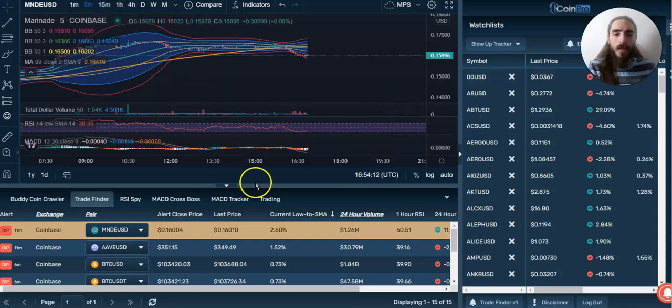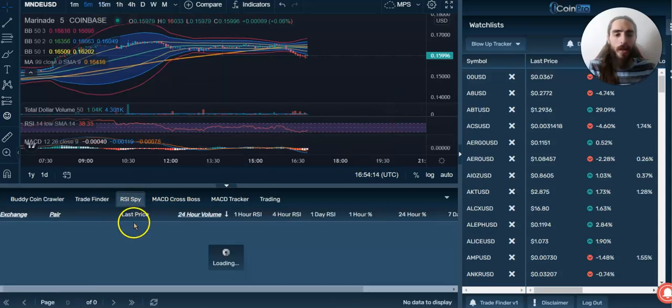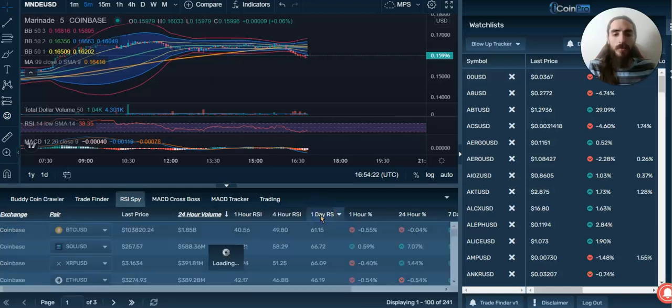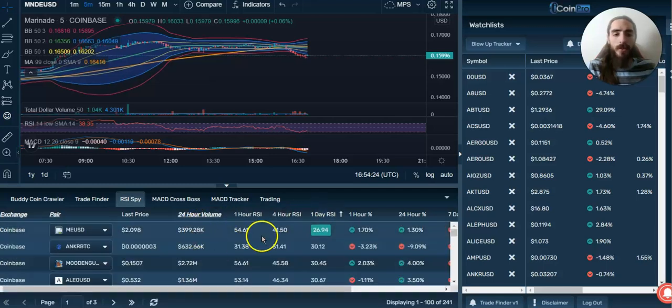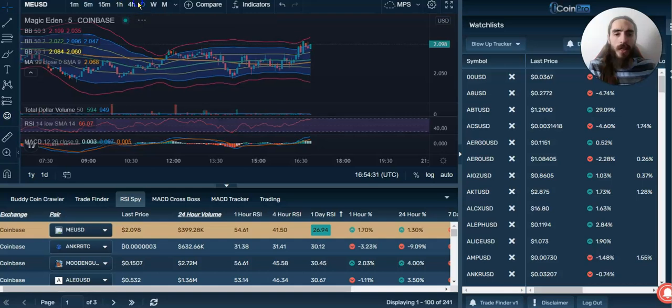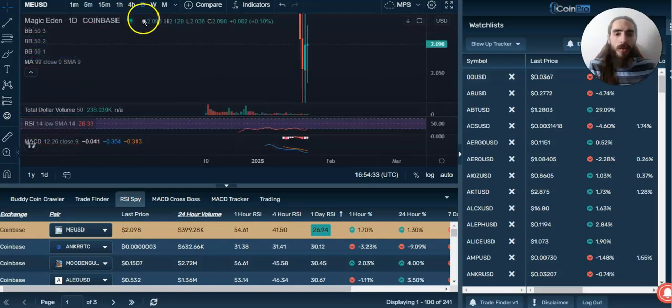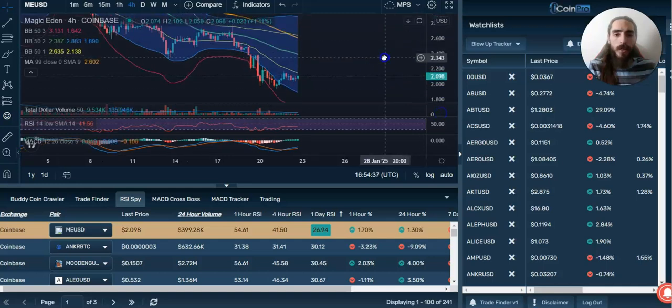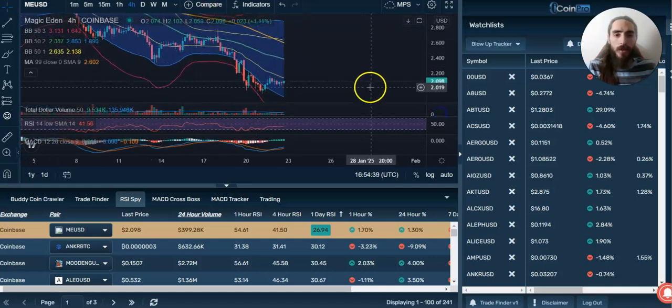Okay. And then we can go to RSI Spy, and we can click on any one of these: 1 hour, 4 hour, 1 day. But what I do is I just click on 1 day, and then here's the lowest RSI coins. Okay, the coins that are just absolutely the lowest on the RSI. So if we go to like the 4 hour, okay, so see how low this coin is.